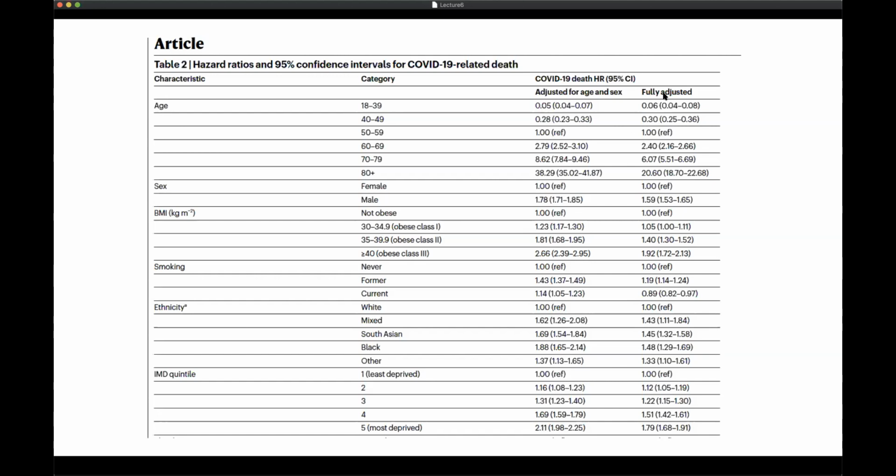Fully adjusted means you do an analysis where all these variables are put into the model. So the effect will always be smaller if you do fully adjusted. All the things are going to move closer to 1, but they're still significant. And you can see what it is for male and female. You can see what it is for obesity, right? So these are all significant, but with a much lesser effect.